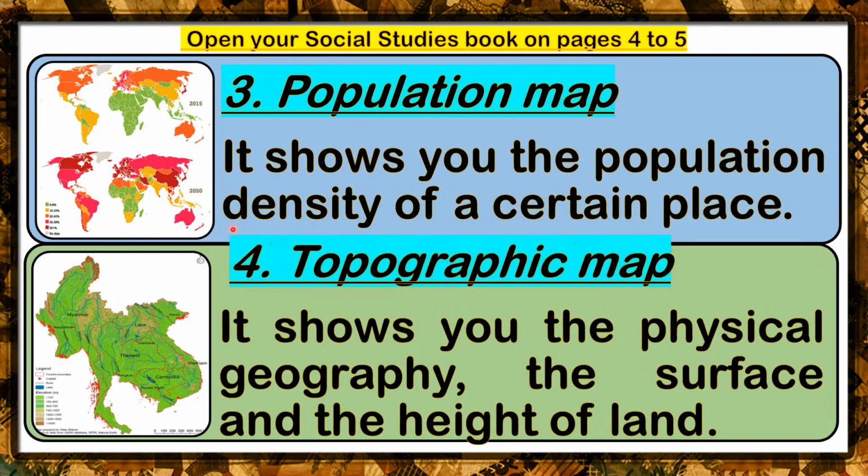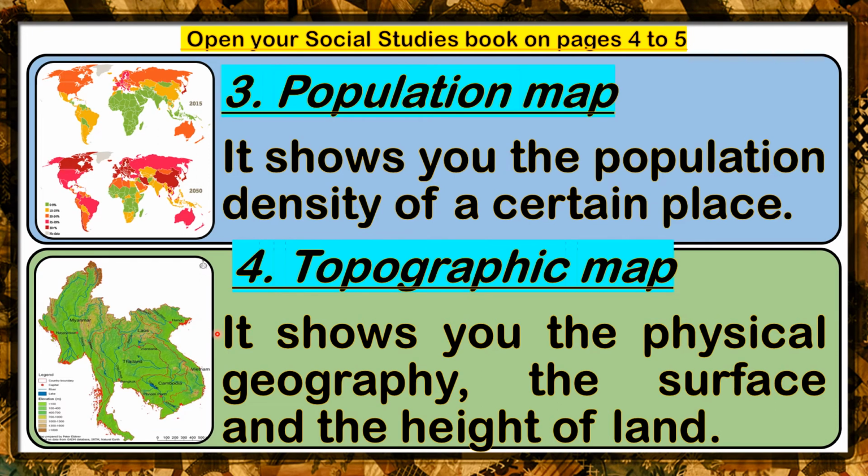The last one is topographic map. It shows us the physical geography, the surface, and the height of land. It shows us the mountains, the vegetation area, the land area, and even the bodies of water.